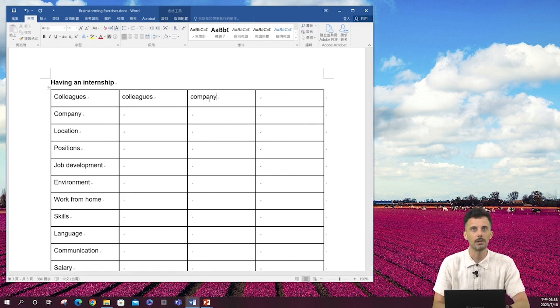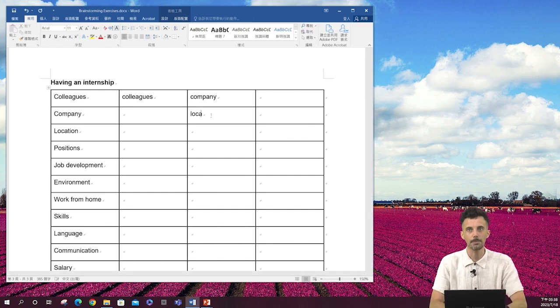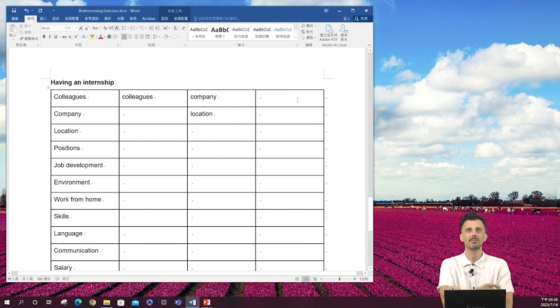But then, okay, well, location, would that go with colleagues or company? Which one would it go with? Colleagues or company? Or should it go in the third one? Okay, we can go with location right there. Okay, positions. Would it go with colleagues, company, or the third column? Remember, we're just trying to group these puzzle pieces together. We're not solving the puzzle quite yet. Just trying to group them together.